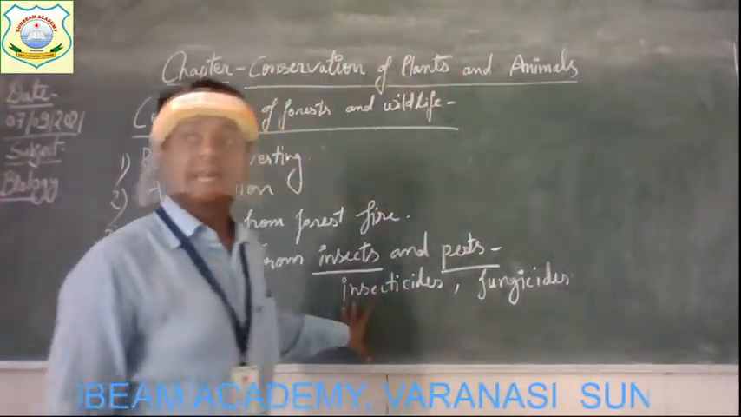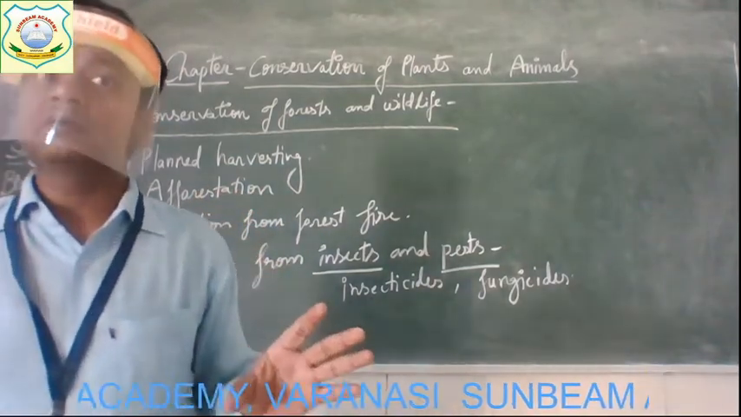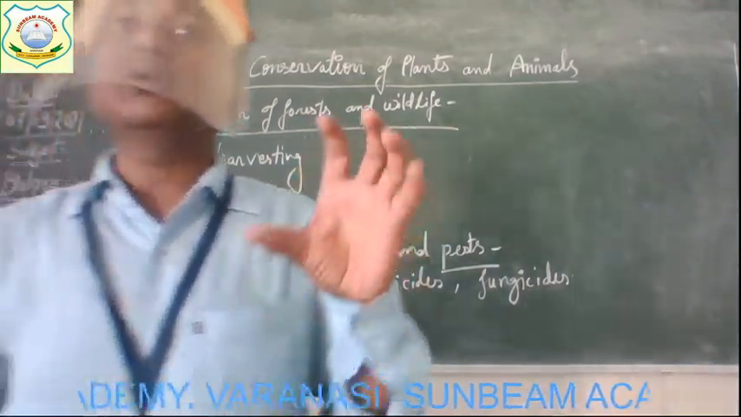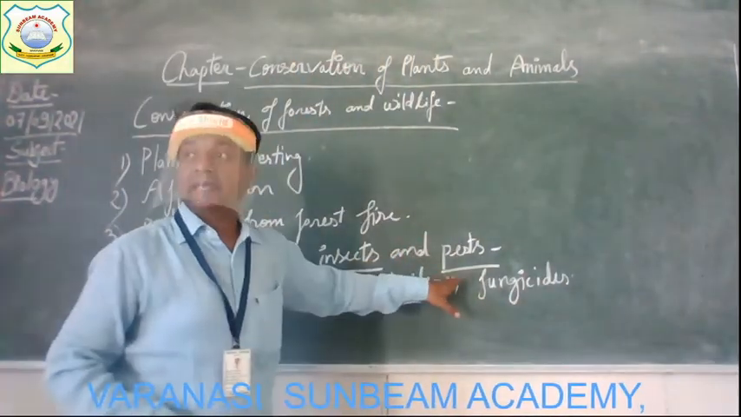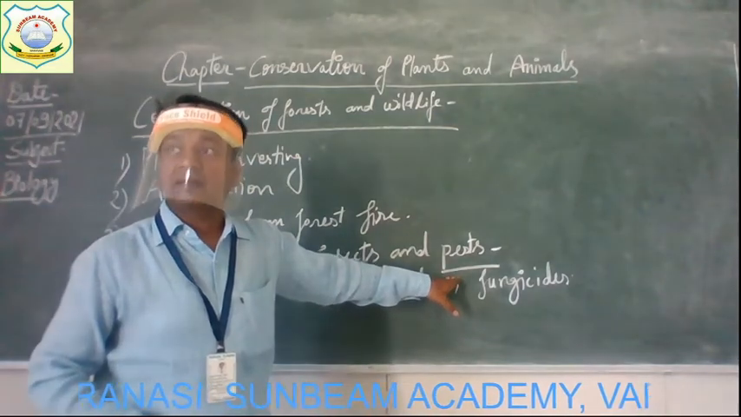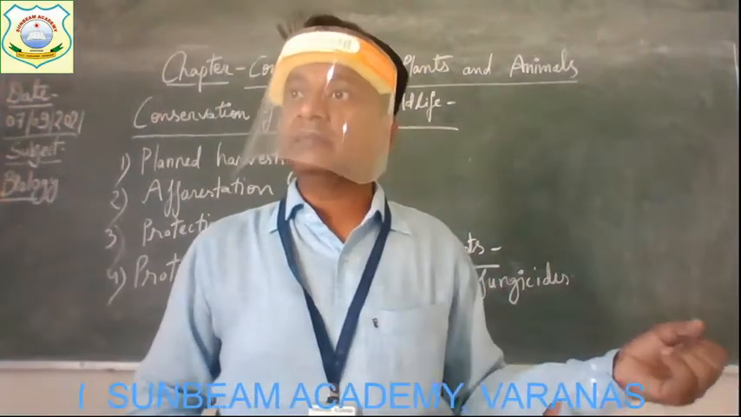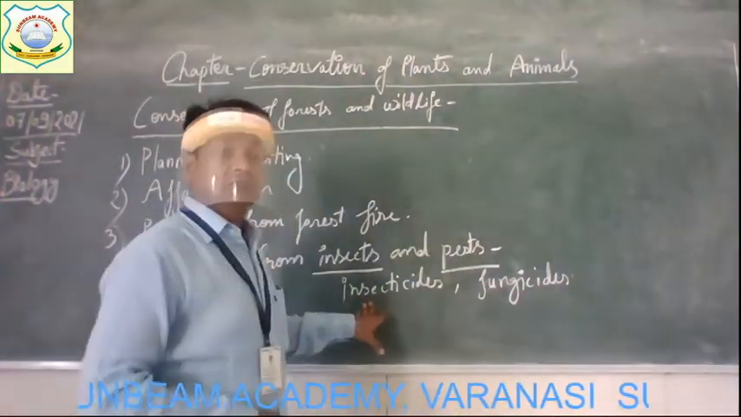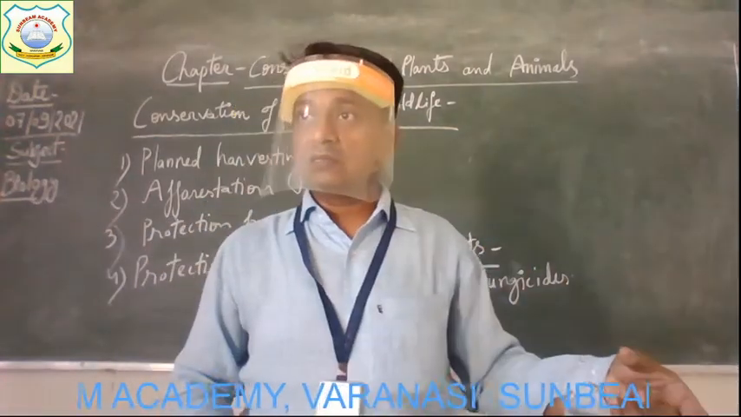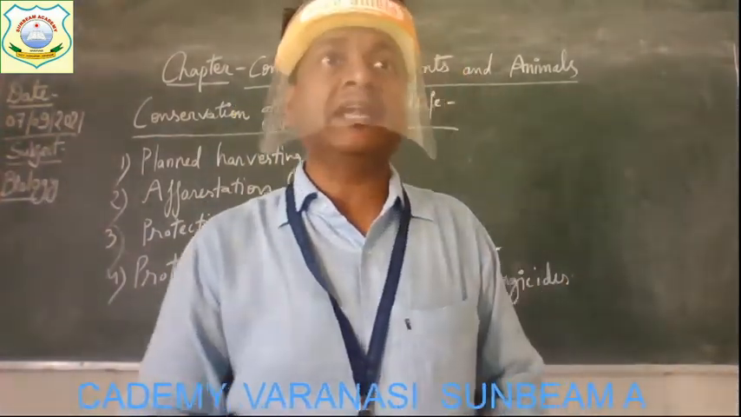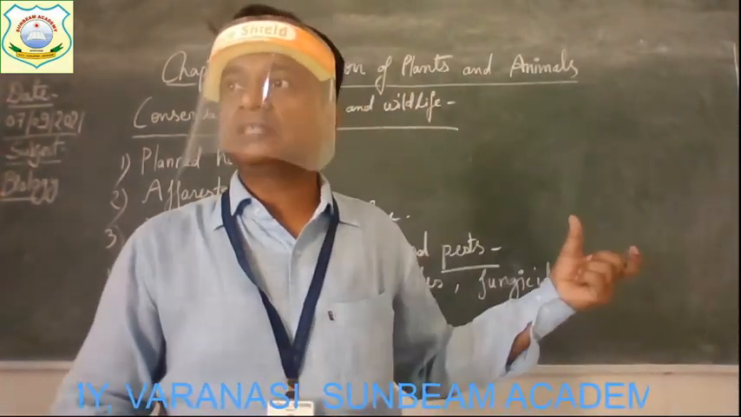Insecticides and fungicides are the chemicals which are used to what? Which are used to kill or remove the insects and the pests from an infected area, either from the infected plants or from the animals. So we can use these insecticides and pesticides. We can spray it if some plant gets infected from any disease. So simply we can spray the pesticide on it.